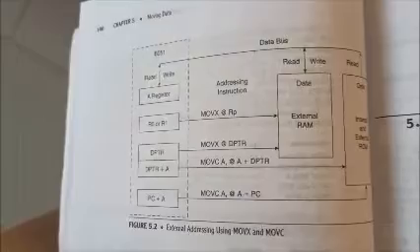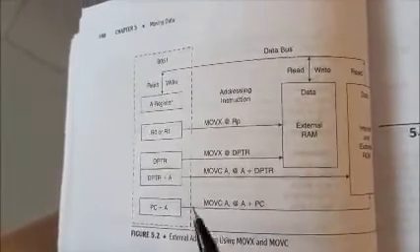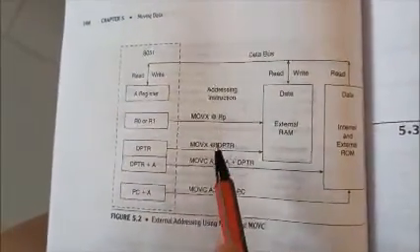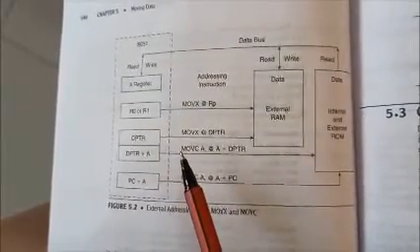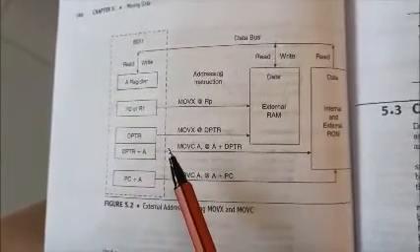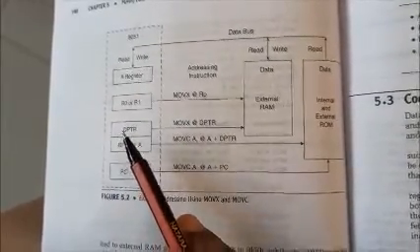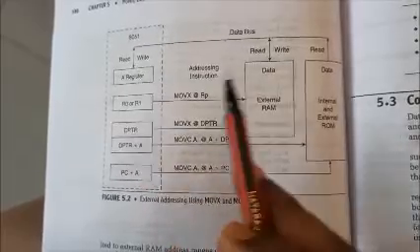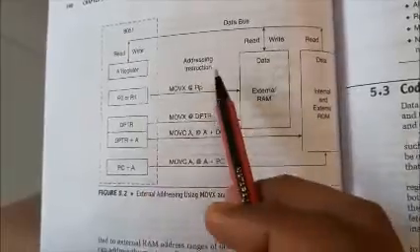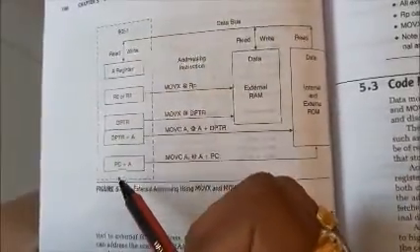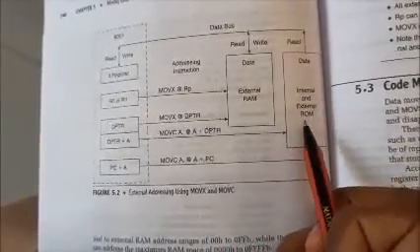Before starting the first instruction, MOVX or MOVC, first we try to see this diagram. This diagram was already seen in the regular classes in the colleges. That is when you are going to interface the 8051 or 8031 externally, with some external RAM or external ROM. It is the same connection we can see here. This is your 8051, this is your external RAM, and this is your internal or external ROM.